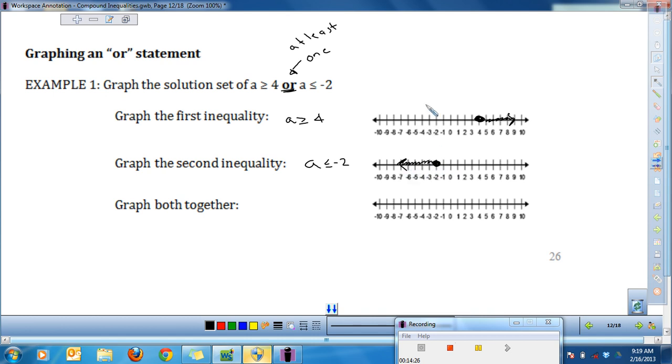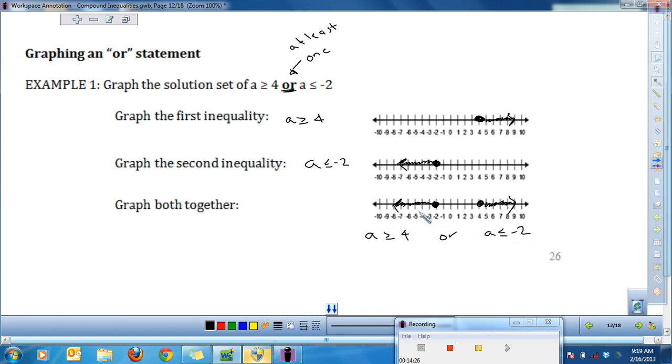Now you'll notice these two graphs will never cross. That's okay. They're just going to go in opposite directions. So I'm going to redraw a is less than or equal to negative 2. And I'm going to redraw a is greater than or equal to 4. This is how I graph an or inequality. Now remember, our solution only needs to work for one, so let's see if it works. A is greater than or equal to 4, or a is going to be less than or equal to negative 2.